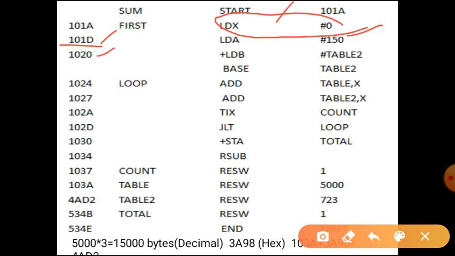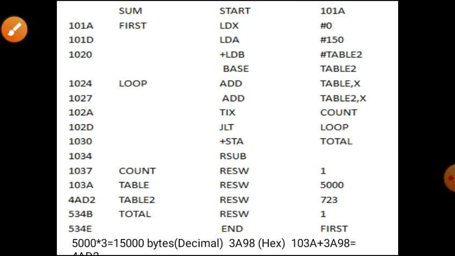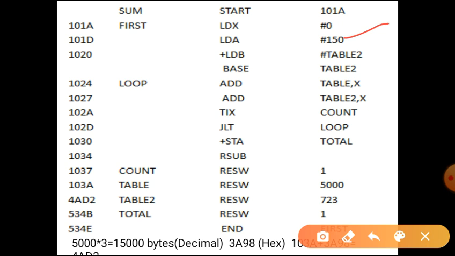Next address is 1020. Why 1020? Again, this LDA #150 will be reserved 3 bytes, so add 3 to 101D and you get 1020. The next address you see is 1024. One more point to observe: 1024 is assigned to ADD, not to BASE TABLE2, because BASE TABLE2 is an assembler directive, so there is no object code and we don't have to assign an address.